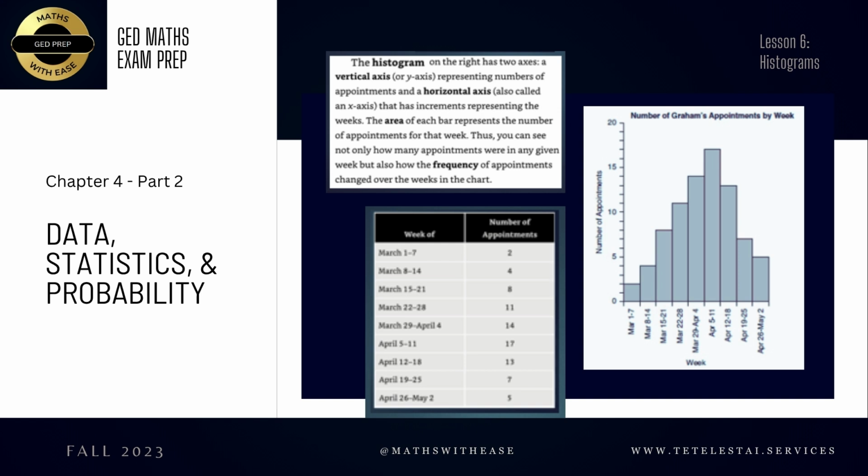The histogram on the right has 2 axes: a vertical axis, or the y-axis, representing the number of appointments, and a horizontal axis, also called the x-axis, which represents the weeks. The area of each bar represents the number of appointments for that week. So not only can you see the number of appointments that were made in any given week, but you can see how the frequency of appointments changed over the weeks in the chart.